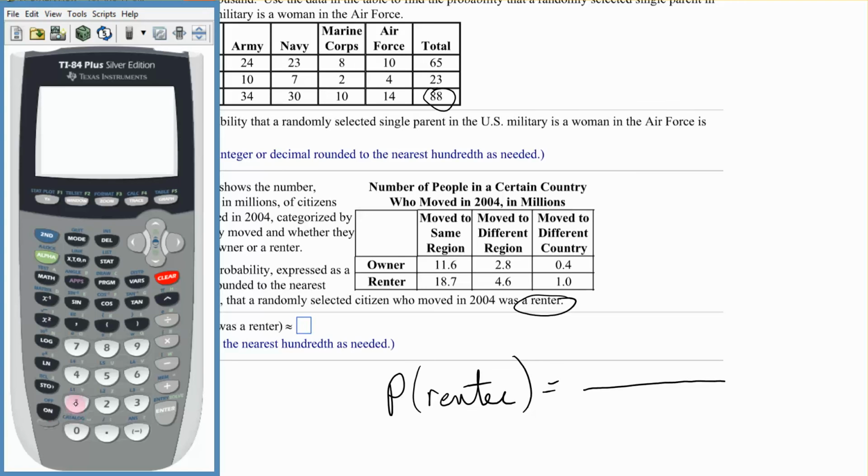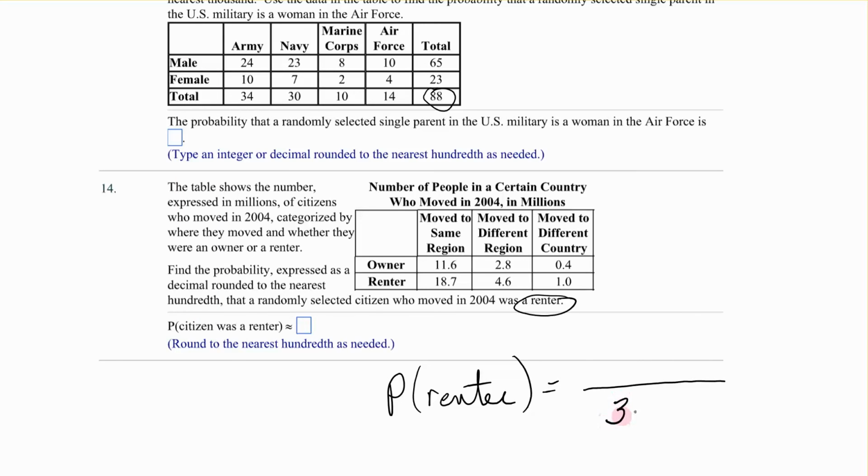Okay, so I'm going to add 11.6 plus 2.8 plus 0.4 plus 18.7 plus 4.6 plus 1. You could put 1.0, but it's 1. There were 39.1 million citizens who moved.